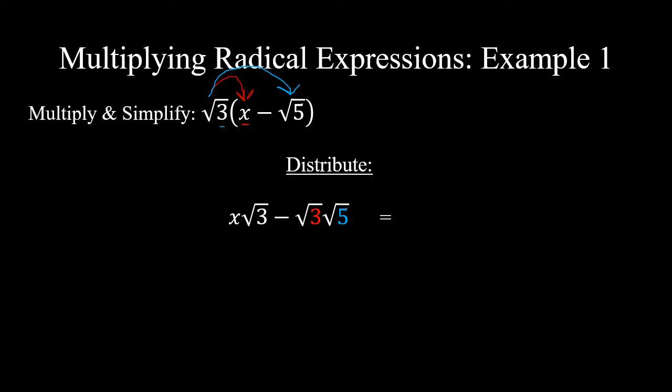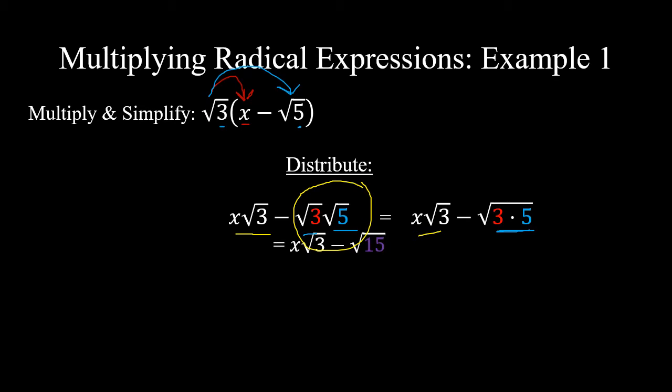Now you'll notice both the 3 and the 5 are underneath the radical, so I can multiply those together. I have the square root of 3 times the square root of 5, which means I can multiply the 3 times the 5 underneath the radical. My first term is going to stay the same. That is as simplified as it can get. But this term I can simplify further. I can multiply 3 times 5 because they're both underneath the radical, which then gives me the x square roots of 3.